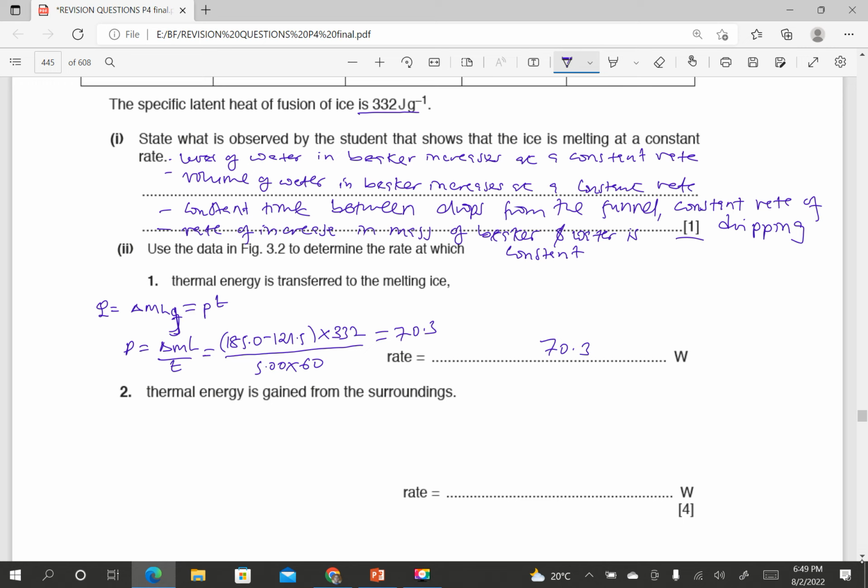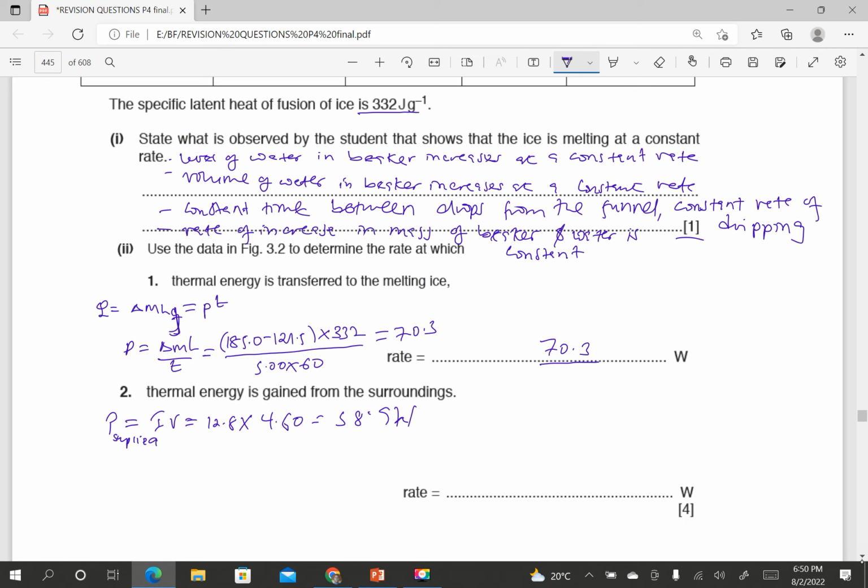You can also verify. Then thermal energy gained from the surroundings. This is the one which is transferred to the melting ice. But what is supplied? Let's check what is supplied. The power supplied is going to be equal to I times V. Power supplied is I times V, which is I was 12.8 times V is 4.60. When I press my calculator here, this is giving me 58.9 watts. So that is the rate at which power is supplied.